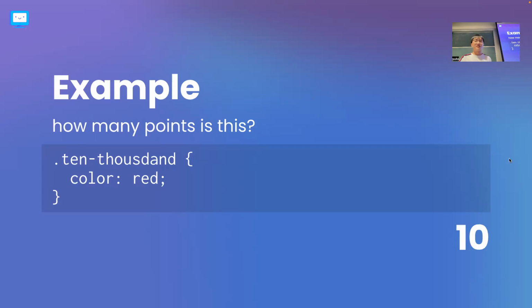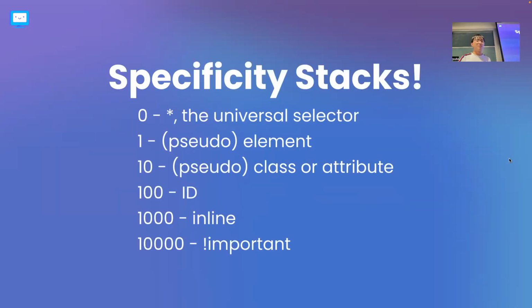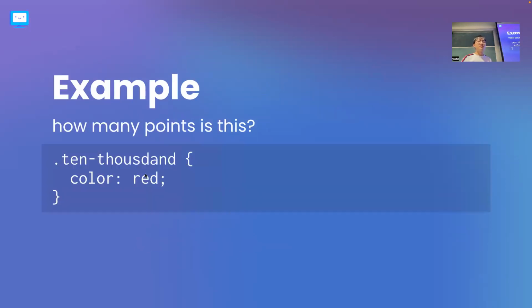So this is 10 points. And the reason why it's 10 points is because we used a class, or an attribute, or a pseudo-class. This is a class, so that adds 10 points to the specificity. Okay, so how many points is this?